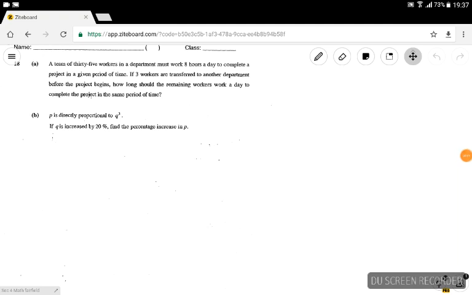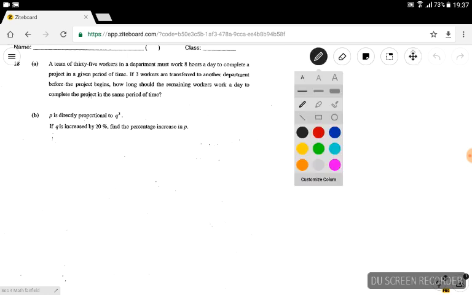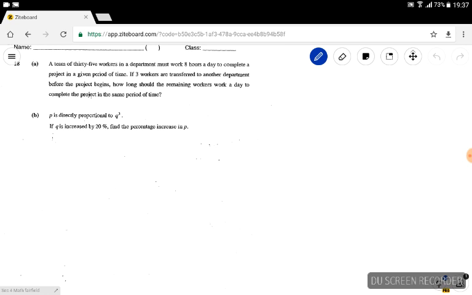Question 18 type of question. Usually what I like to do is to write out the criteria. So let's take a look. We have workers, W for workers, and D for number of days. Sorry, it's not number of days, it's the time. So time. A team of 35 takes 8 hours to complete a project. If 3 workers are transferred to another department before the project begins, how long should the remaining workers work a day to complete the project?